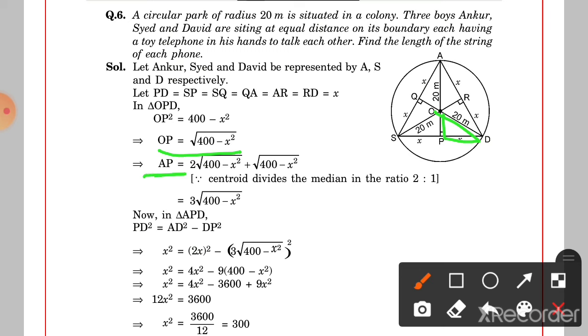Same, AP is what? 2 of OP plus OP, since the centroid divides the median in the ratio 2:1, correct? So we get the value of AP is equal to 3 into under root 400 minus x square. Now next, similarly in triangle APD we do the same thing. We need to find the value of PD.